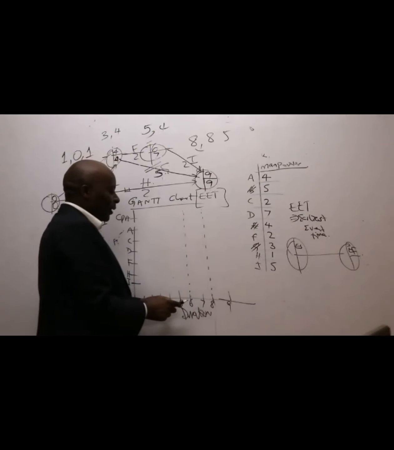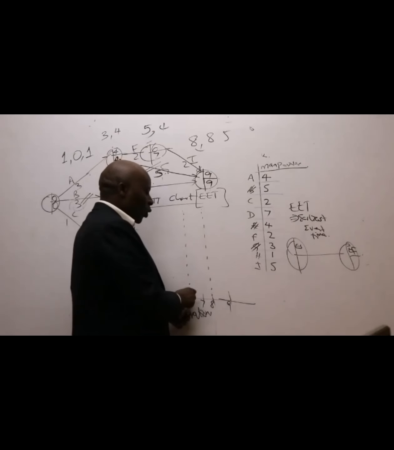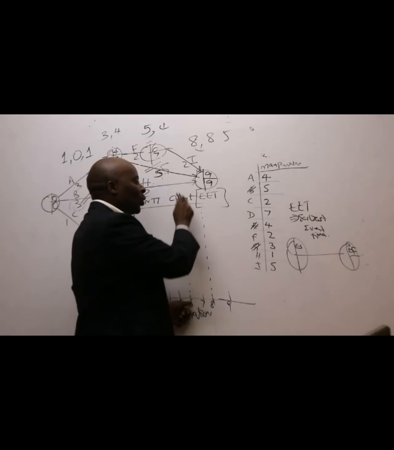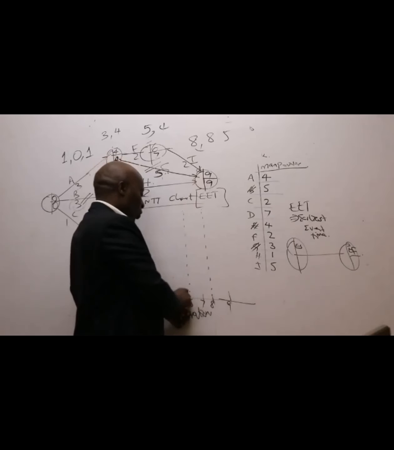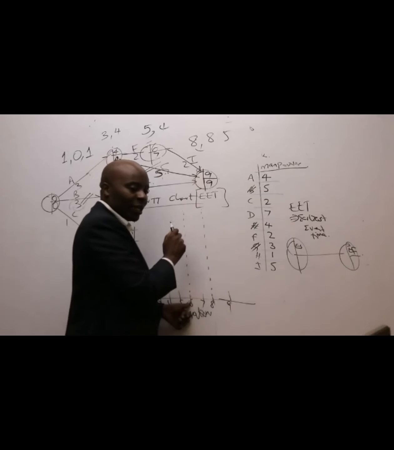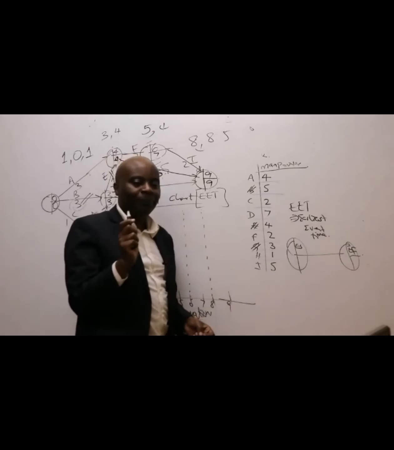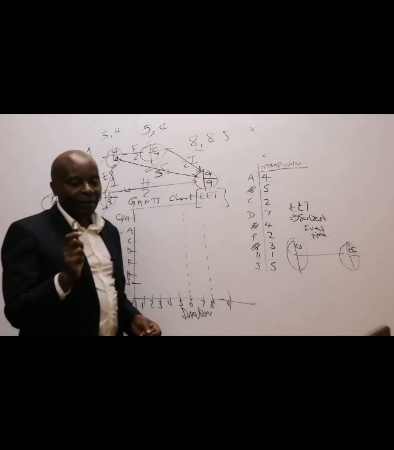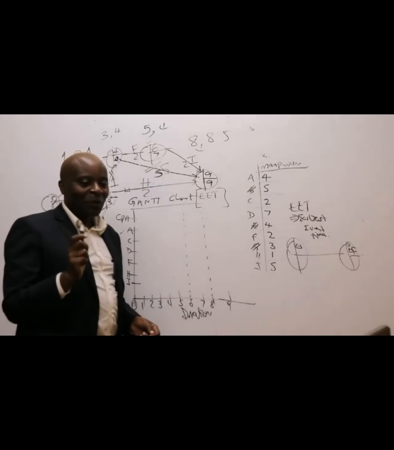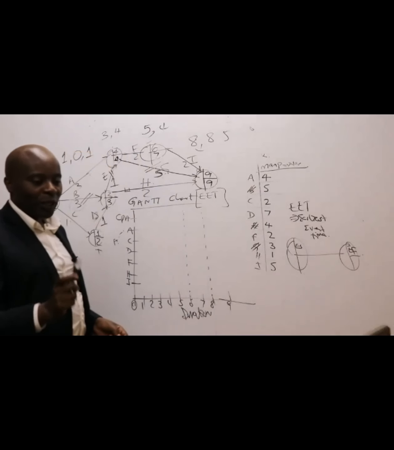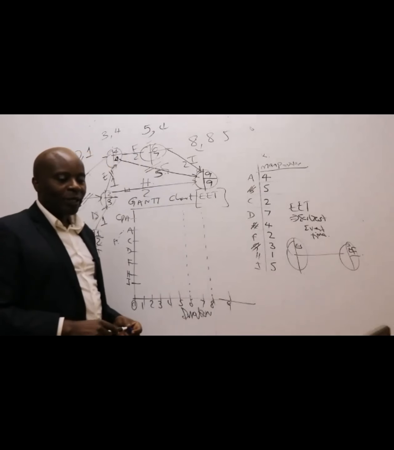Halafu unapochora hizi partitions, unachora partition mpaka matwine. Matwine is a German word for heaven. Matwine is a German word for what? Yes, somebody? For heaven.